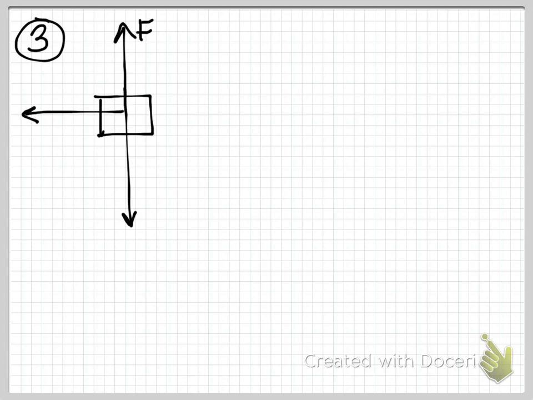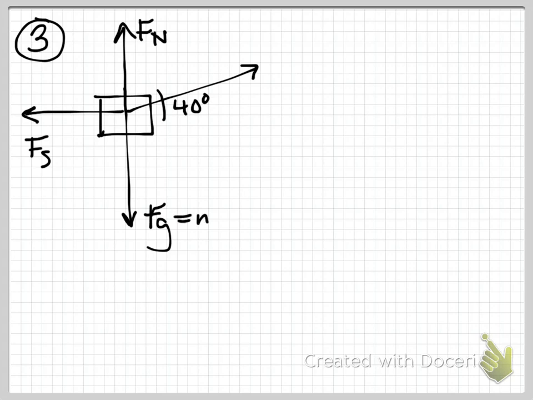We have a normal force. We have a force of gravity. We have a force of static friction. And the rope that you're using to pull the whole mess is angled at 40 degrees above the horizontal. And we've got Fg equals mg.